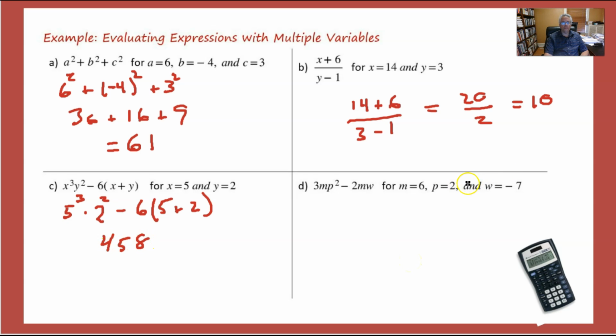All right, one more here. It's kind of crazy. We have m's, p's, and w's. Okay, well, let's put everything in. 3 times m, that's 3 times 6. I'm going to write it like that, times p squared. I didn't have to use parentheses there, but sometimes it's an easy way to show multiplication. Minus 2 times m times w. You can enter it just like that. 3 times 6 times 2 squared is 4, minus 2 times 6 times -7, end up with 156.